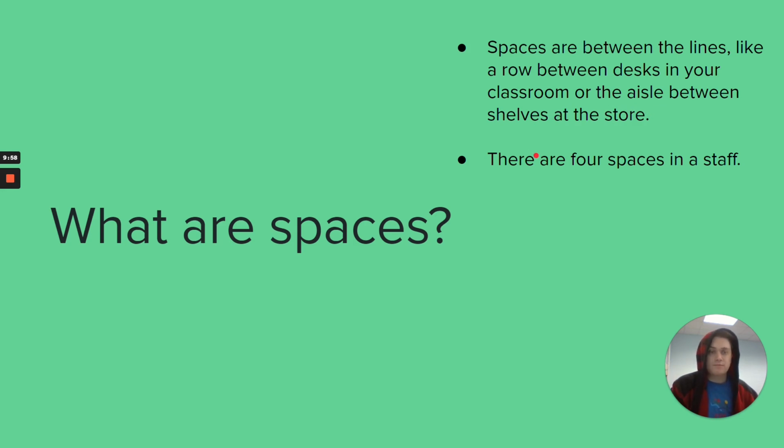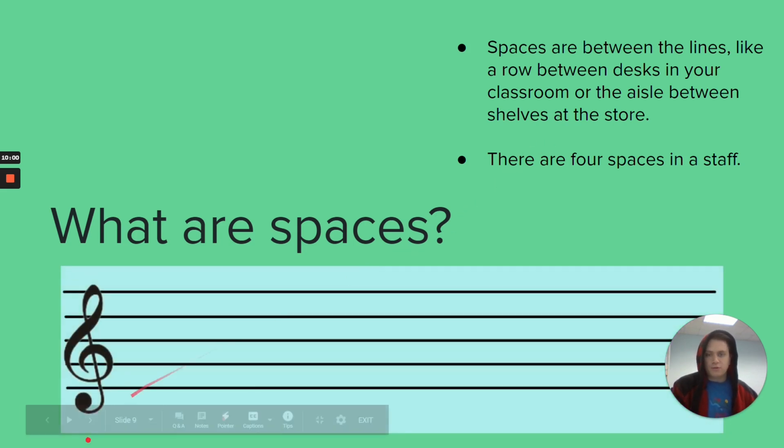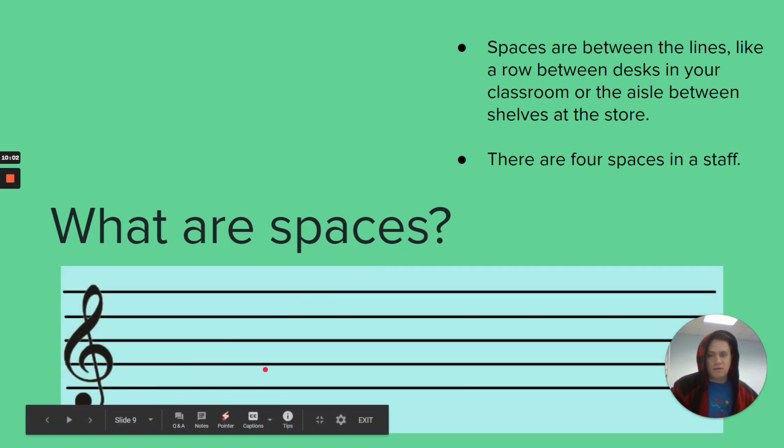And there are 4 spaces in a staff. So if the black bars are the lines, and there are 5 of those, these spaces in between are the spaces. These empty places are spaces. 1, 2, 3, and 4 spaces. Again, from low notes to higher notes.